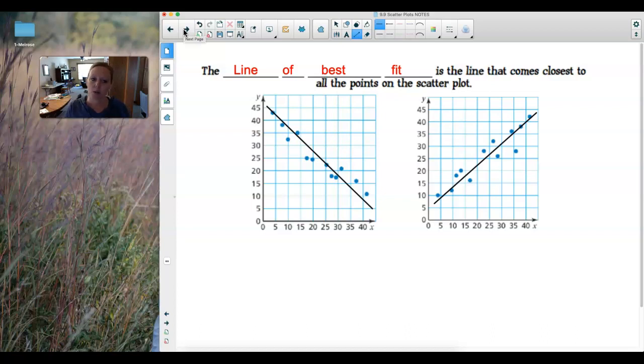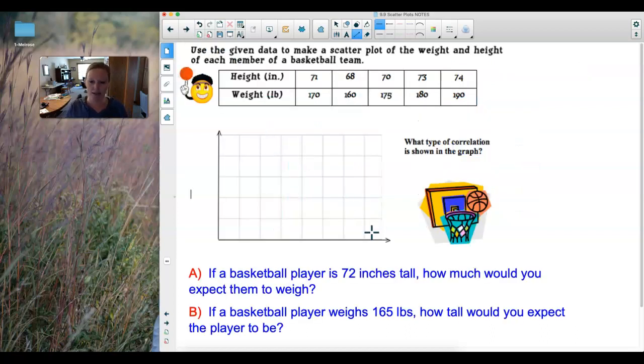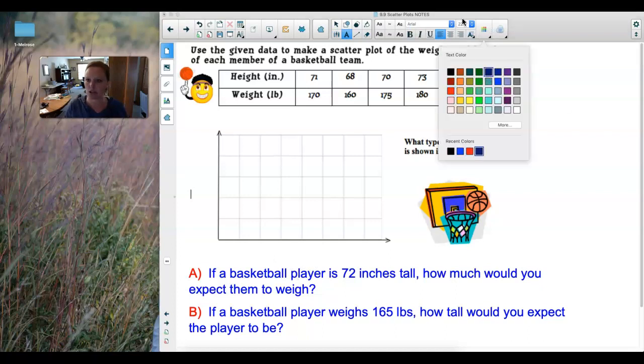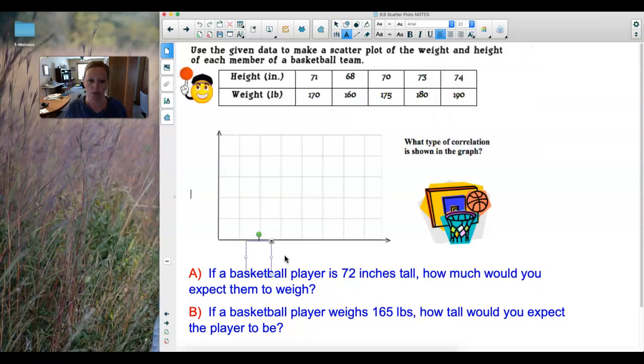Okay, now as we work on scatter plots, we can draw scatter plots and then we can use the scatter plot to make some predictions and answer some questions. So I'm going to draw this scatter plot. For this scatter plot, we're going to put height on the bottom and weight over here on the side. Okay, and then we're going to add some labels to this. So height, let's put 0 right here at the corner.